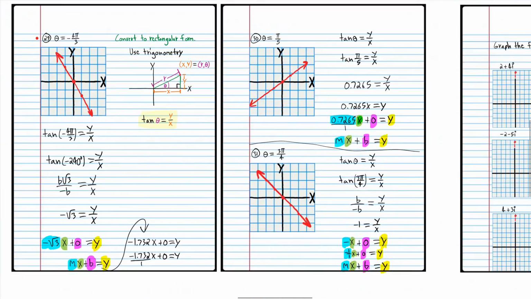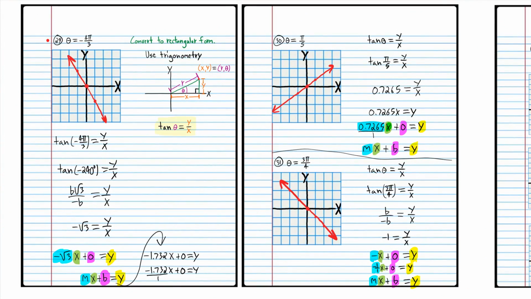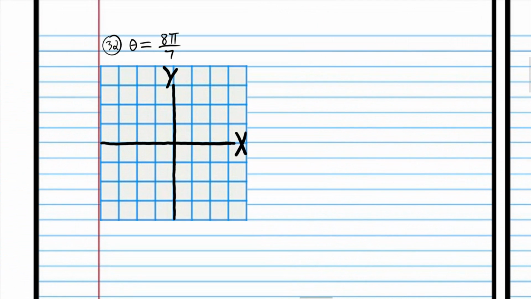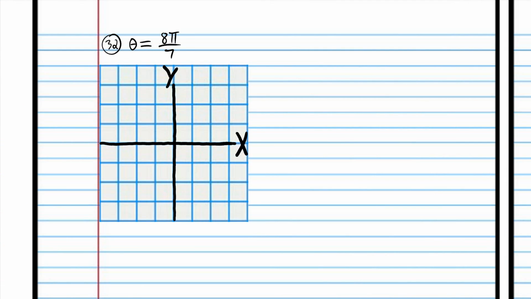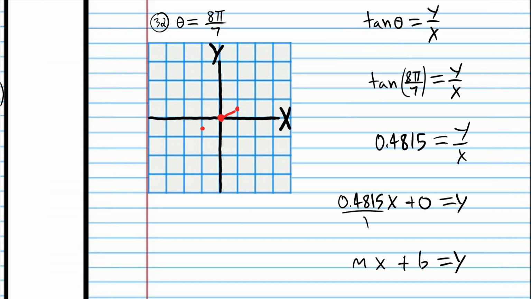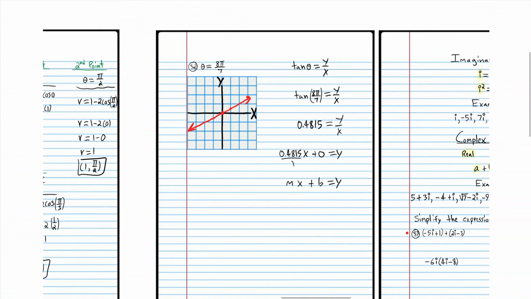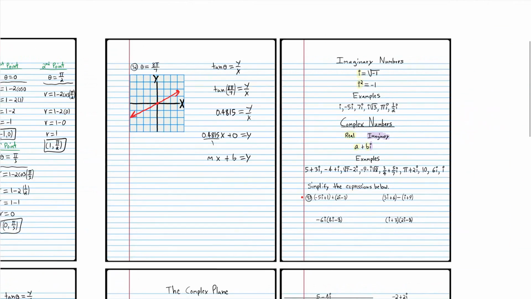So I want you to get a picture of this information here. And this next problem, you're going to need a calculator because this is not a special angle. So again, you're going to use tangent theta is equal to y over x so we can understand what this graph looks like. Try number 32. When you come back, we'll do it together. Okay, we're back. And so now we can connect the dots, and there you have your graph. So if you got that right, excellent.